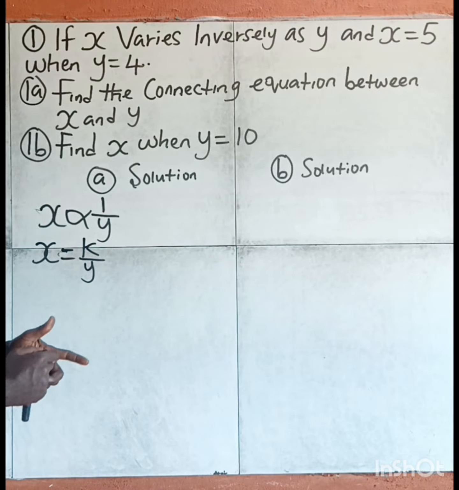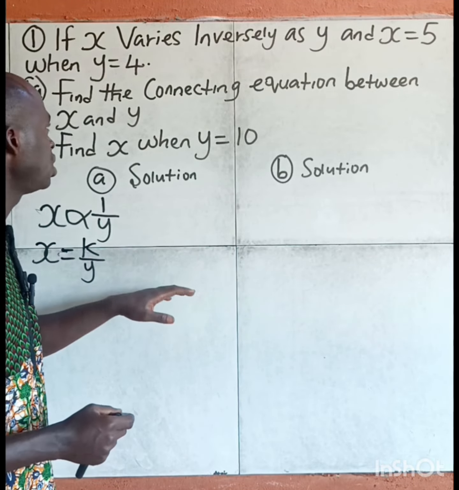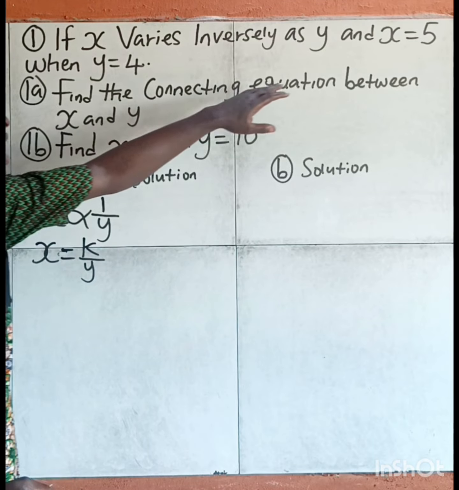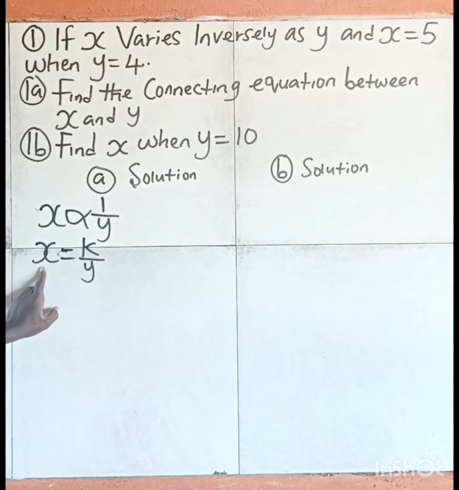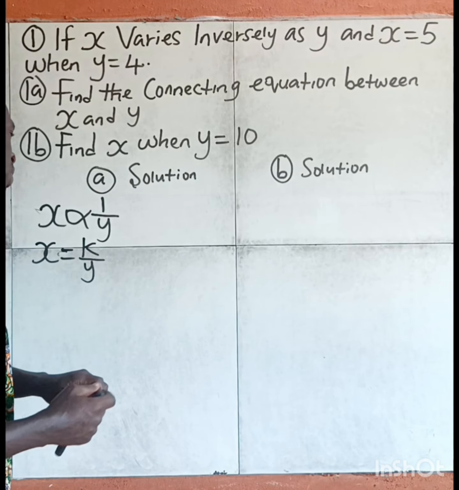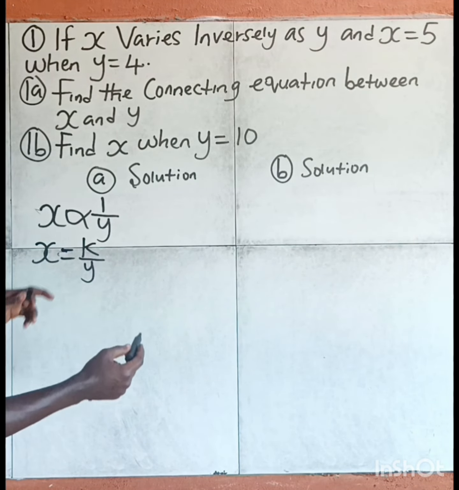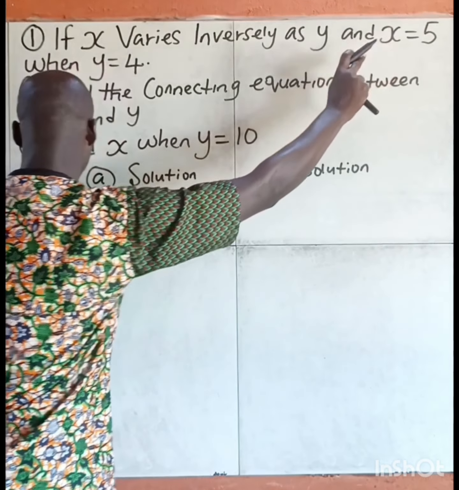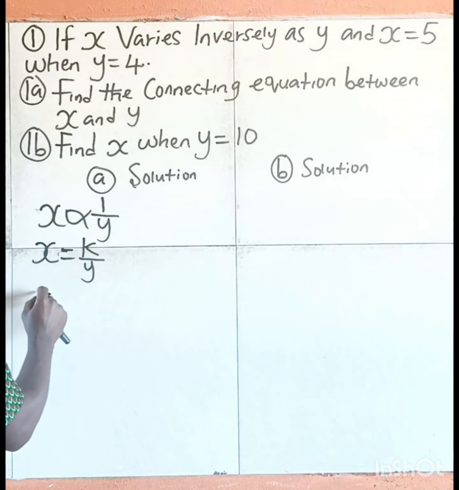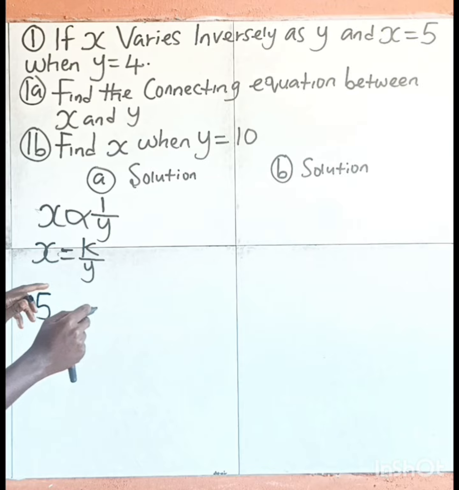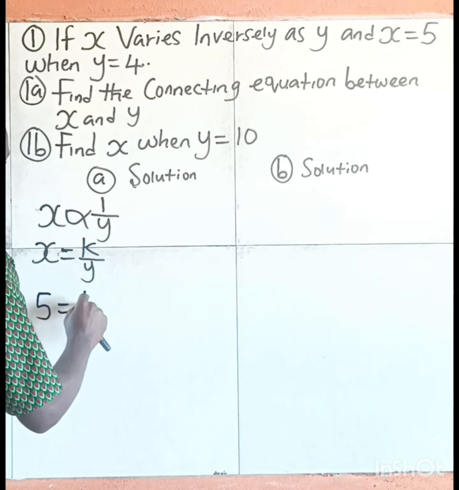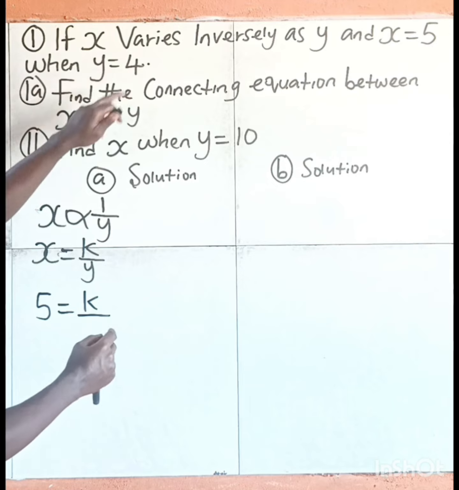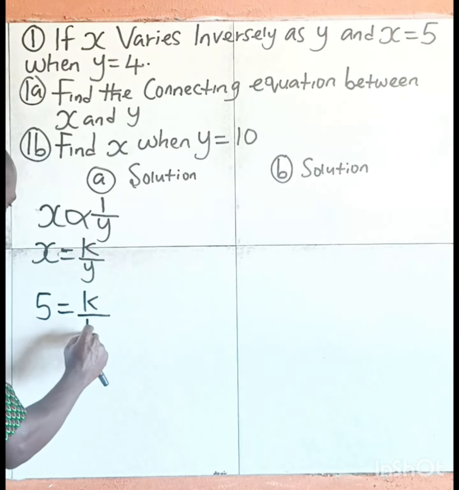Now, the next thing we're going to do is plug these values into this formula. So wherever I see x in my formula, I'm going to put 5. And wherever I see y, I'm going to place 4. So let's kickstart the journey. Now, x, I will substitute the value. What's the value of x here? The value of x is 5. So I'm going to write my 5 equals k over, now what is the value of my y? The value of my y is 4. So I'm going to place 4 there.